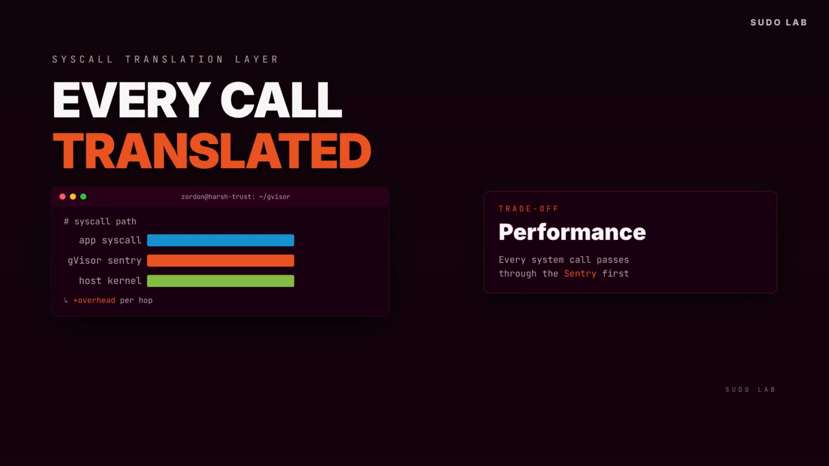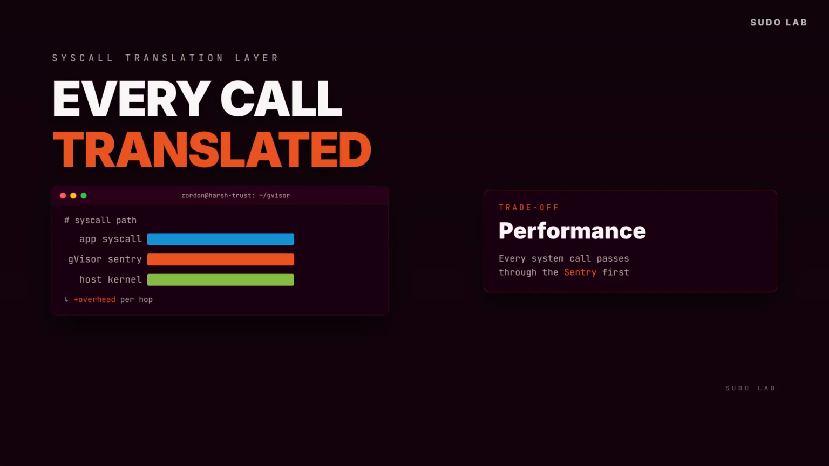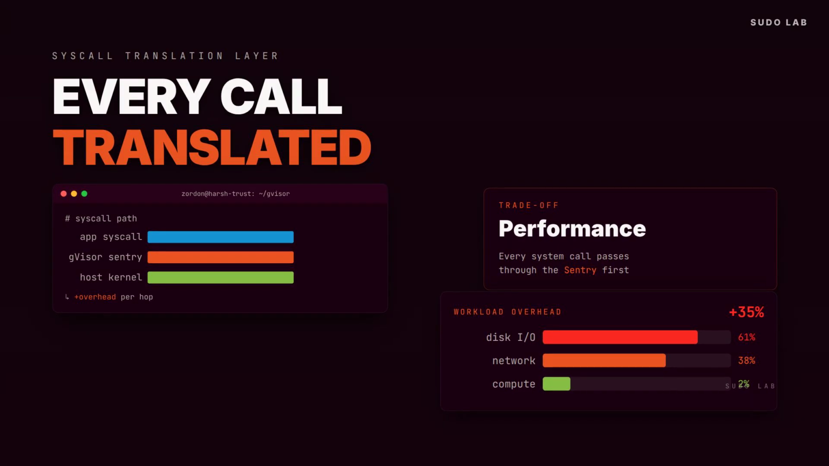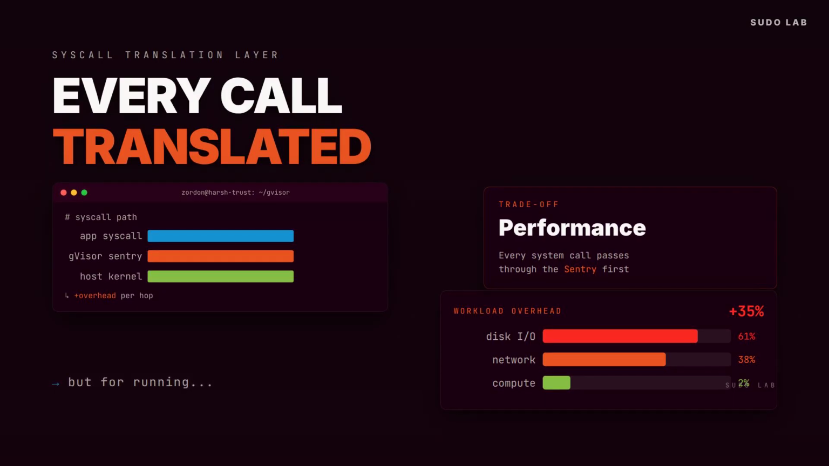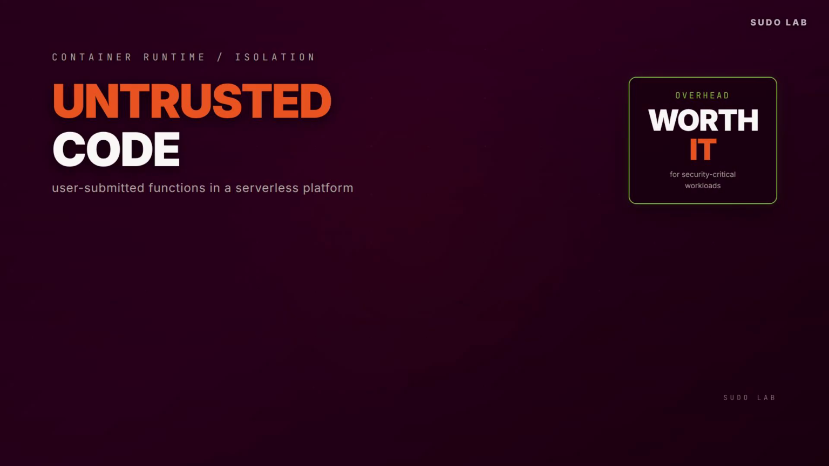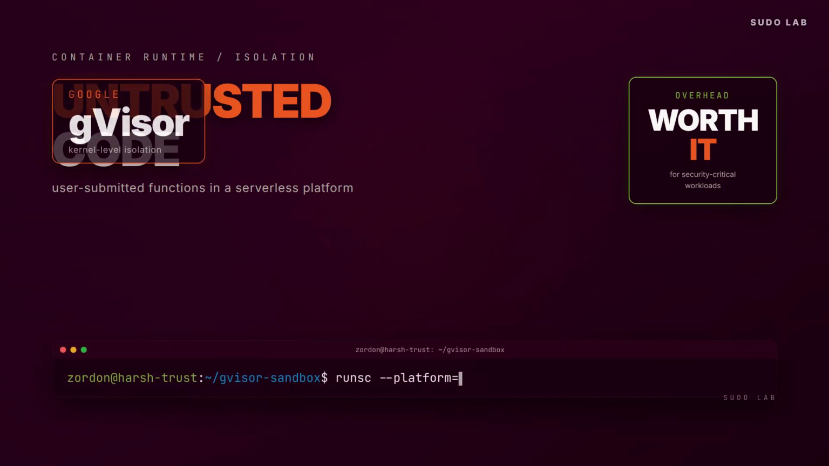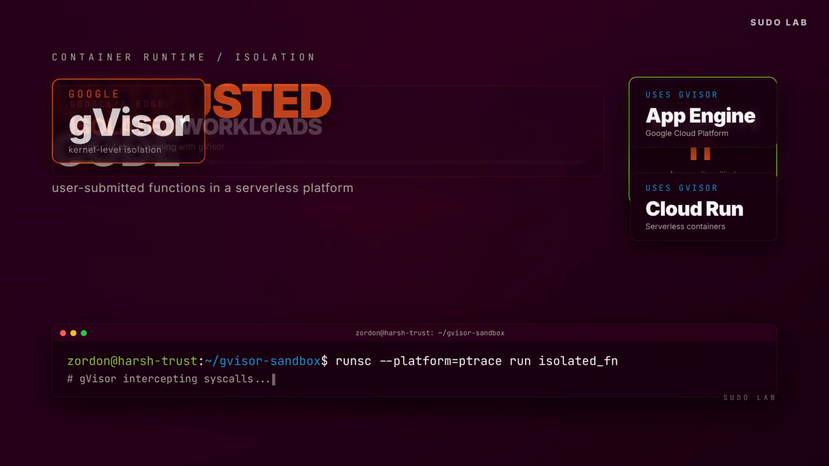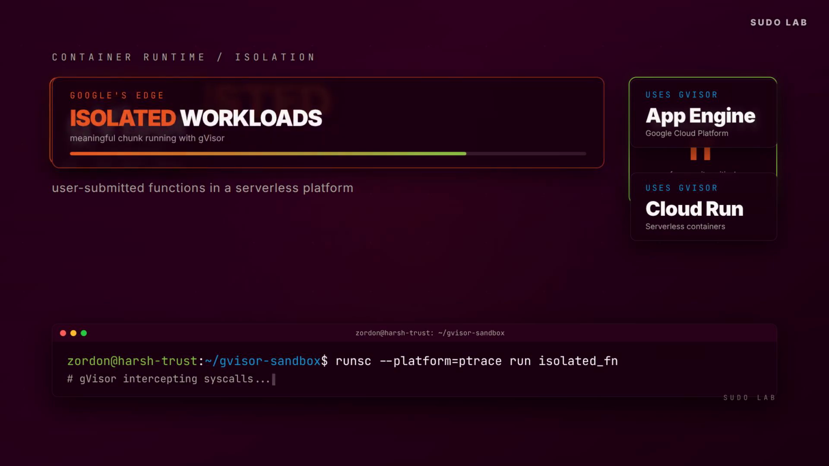The trade-off is performance. You're adding a translation layer to every system call, so workloads that are heavy on disk or network operations get noticeably slower. But for running untrusted code, like user-submitted functions in a serverless platform, that overhead is worth it. Google uses gVisor for parts of App Engine and Cloud Run, which means a meaningful chunk of the workloads running on Google's Edge are isolated this way.